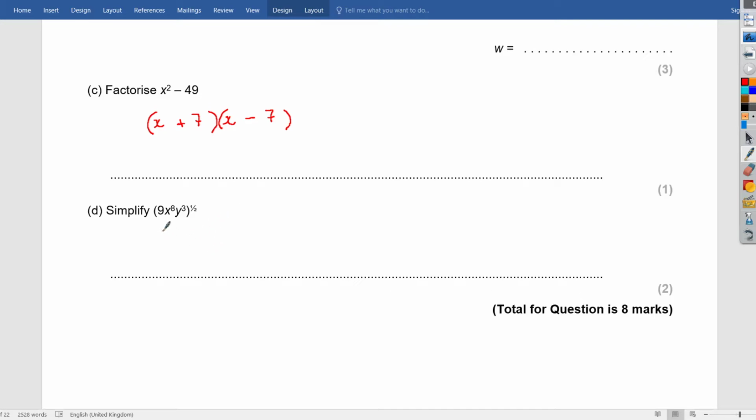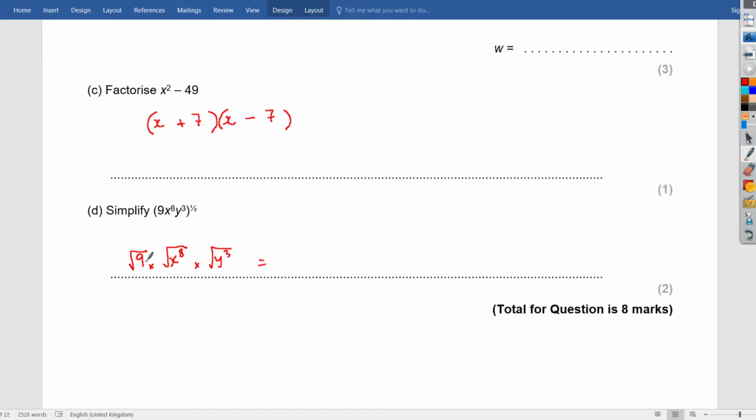Okay, now what we've got here looks very complicated, but as long as you know that anything to the power of a half means square root, it should be okay. You should be able to work that out. So I'm going to split all this up and square root each one. I'm going to have 9 square root, because it's all times in. We can only do this because they've all been times in. So x to the power 8 square root and times y cubed square root.